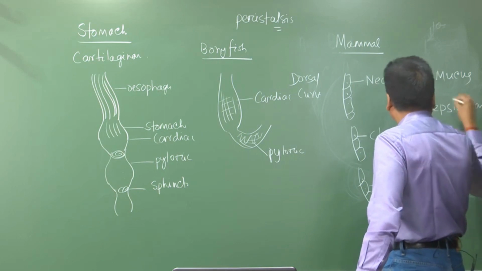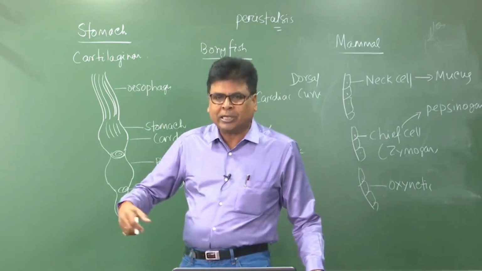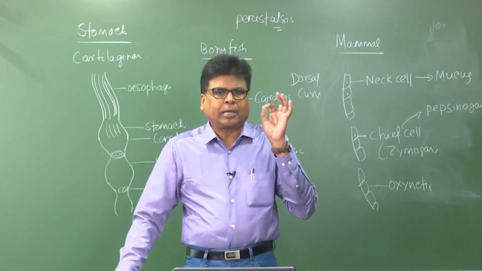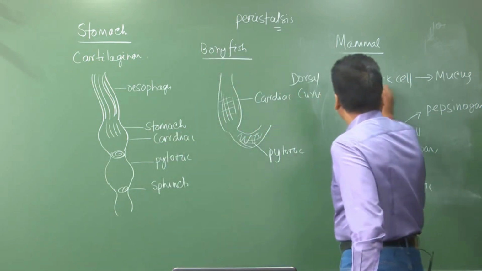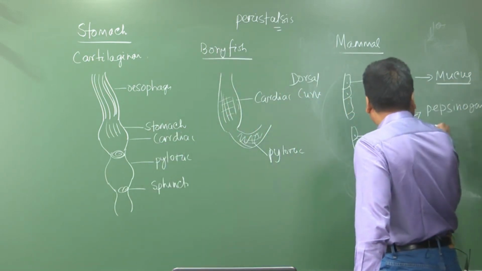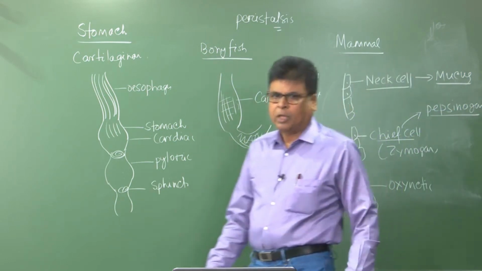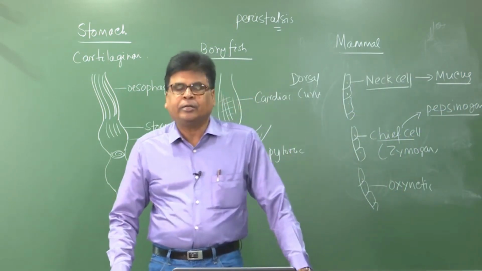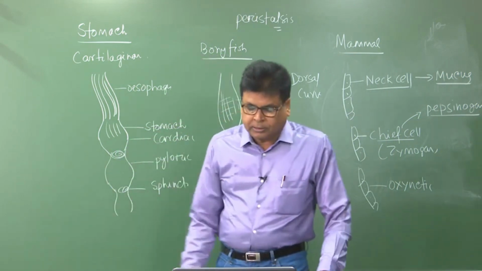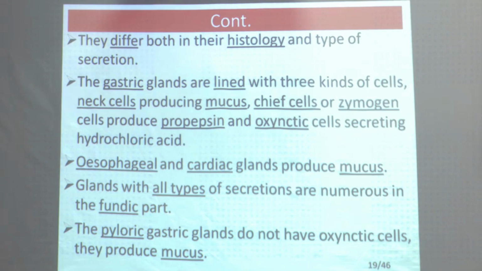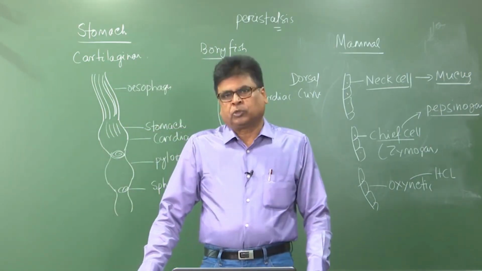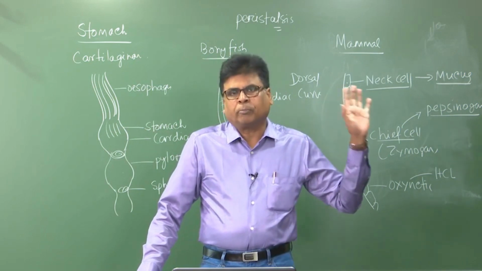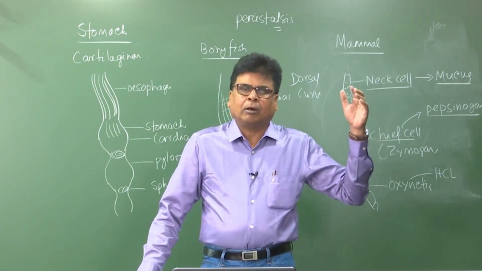My dear student, remember this, because gastric glands possess different types of cells, and a particular type of cell is secreting a particular type of fluid. In this case, the neck cell is secreting mucus, and the chief cell is secreting pepsinogen. Pepsinogen is an inactive enzyme. Similarly, the oxyntic cell is secreting hydrochloric acid, the dilute hydrochloric acid. These are the cells present in the stomach. So this is all about the function of the glands or cells lining the stomach.